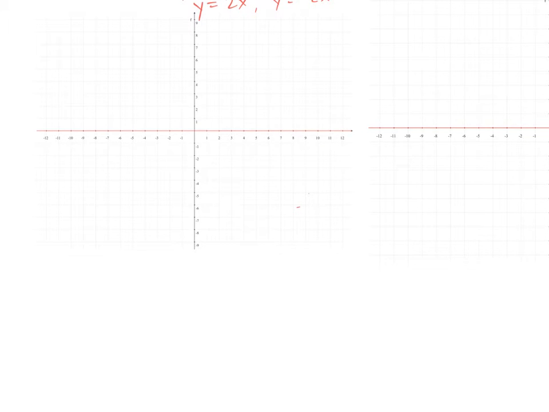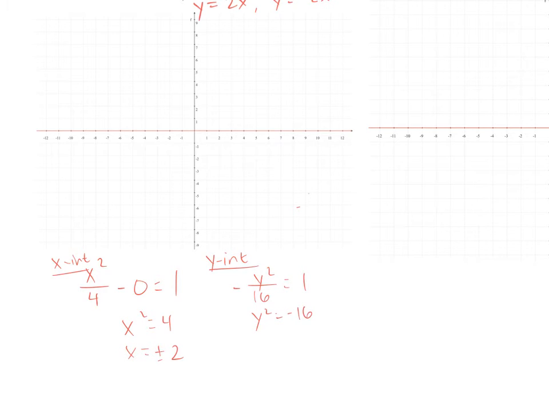Okay, so that means we plug in 0 for y. So we get x squared over 4 minus 0 is equal to 1, x squared is equal to 4, x is equal to plus or minus 2. Now let's say we try to solve for the y-intercept. Okay, so this time we plug in 0 for x, right? So then we get negative y squared over 16 is equal to 1, y squared is equal to negative 16. Now this would be an imaginary number, yes?